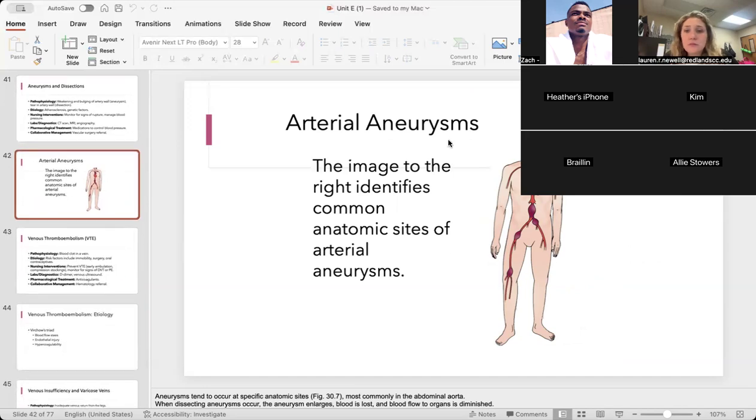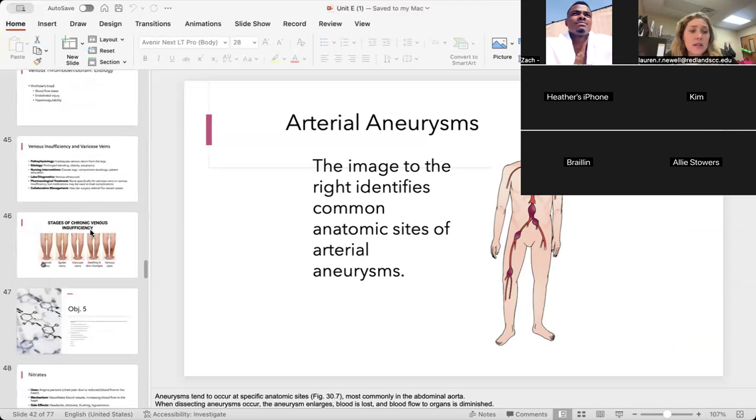Arterial aneurysms, so outpouchings in that vasculature along basically the main points of our arterial system. What can happen is those walls can weaken and they can burst. And if that happens, the patients are usually at risk for bleeding out inside.